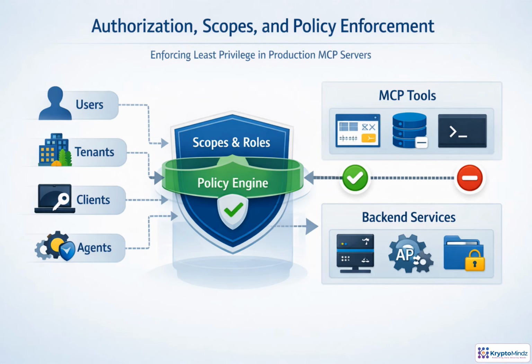Authentication tells us who is calling. Authorization decides what that caller may do. In this module, we'll connect scopes, roles, tenant boundaries, and policy engines, so MCP tools and backend services enforce least privilege in production.